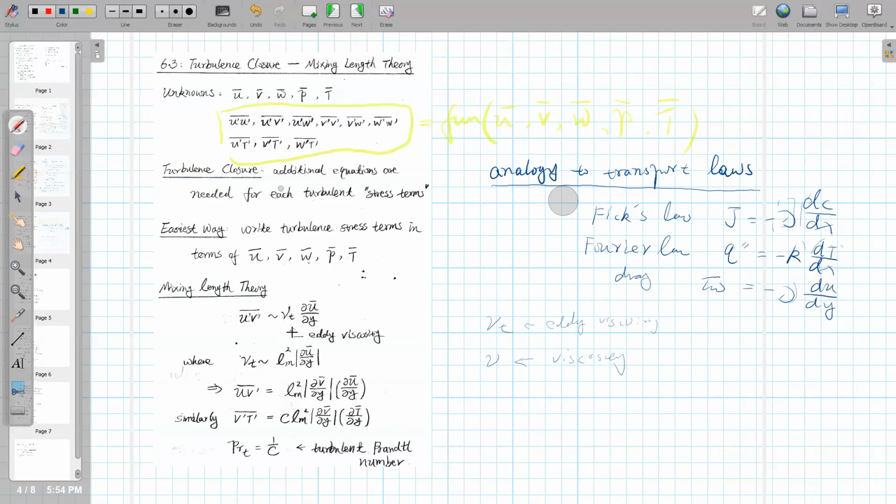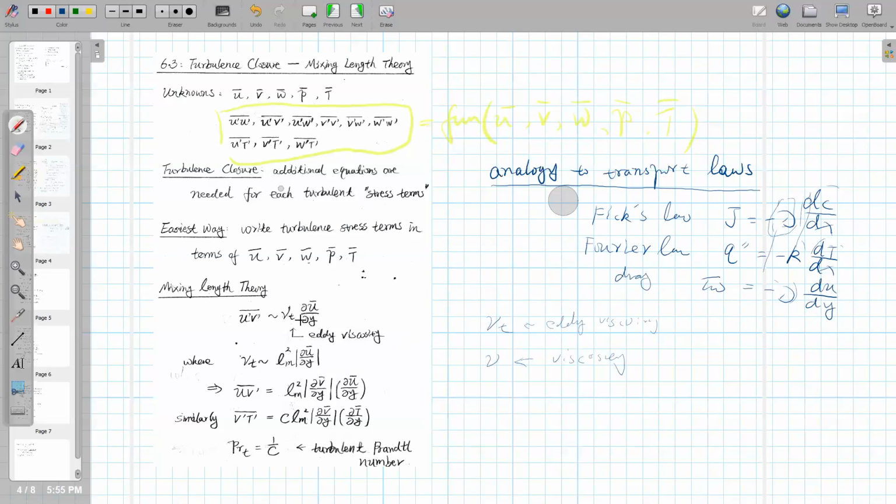Same thing, because this is also a transport process, we can assume it is a constant times the gradient. And the gradient will be the driving force for this transport process. Like for energy, the temperature difference is the driving force for heat transfer. The concentration difference is the driving force for species diffusion. And the velocity difference is the driving force for the drag effect.